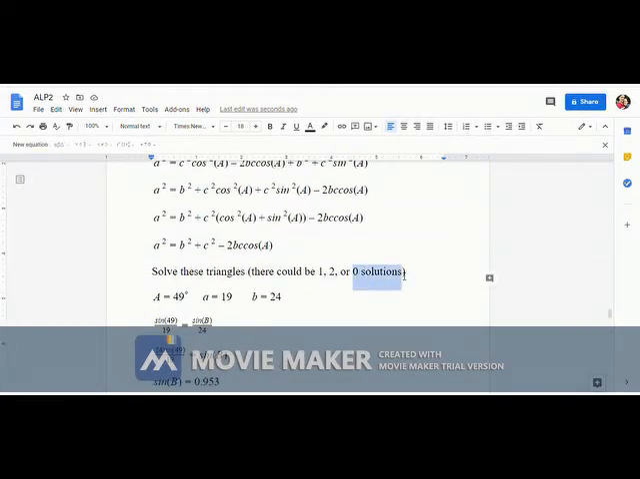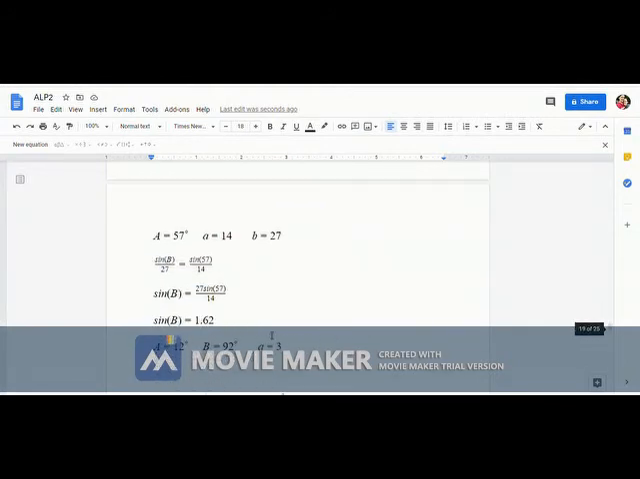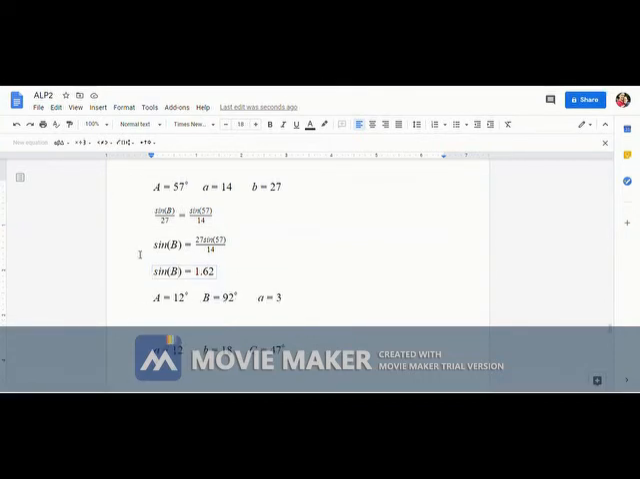Now, once we've gotten to this point, we can see that we actually have 0 solutions for this triangle, because sine B will never give a value that's larger than 1 and never give a value that's less than -1. So we see that there is no solution here. The sides are simply not long enough for this triangle to be real.